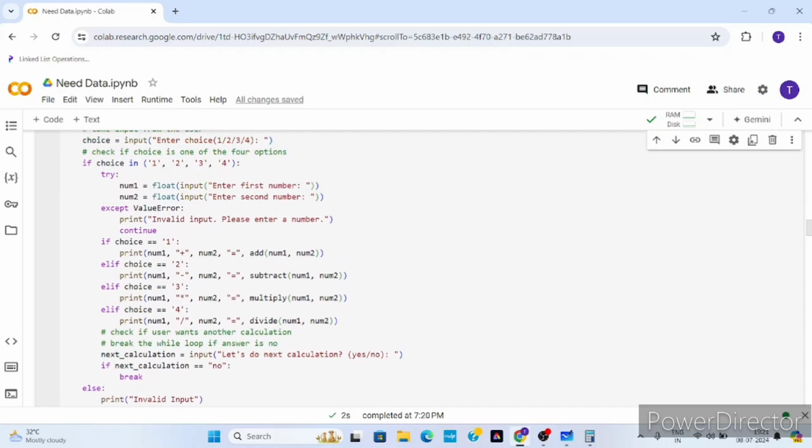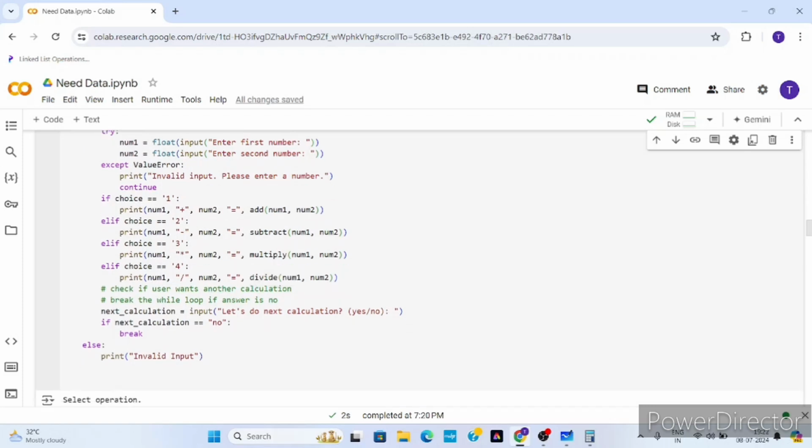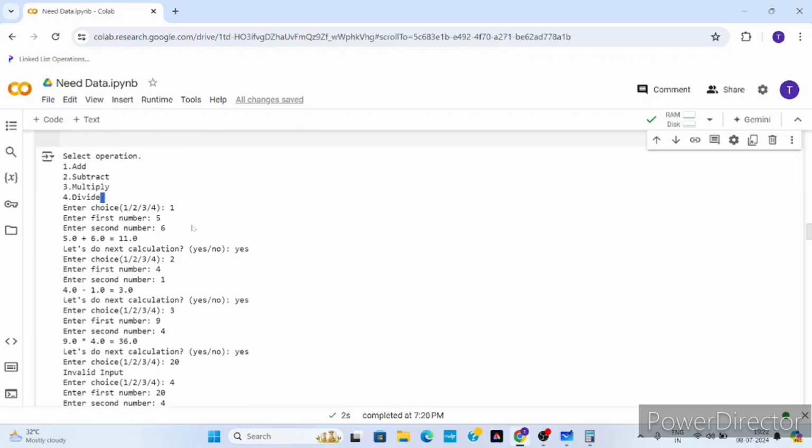If the choice equals 1, what will be the operator? Plus. So if the choice is 1, we add. If the choice is 2, we subtract. If the choice is 3, we multiply. If the choice is 4, we divide. That's it. If the user selects 1, it will be addition. If the user selects 2, it will be subtraction. If the user selects anything other than these, it will break and print invalid input.